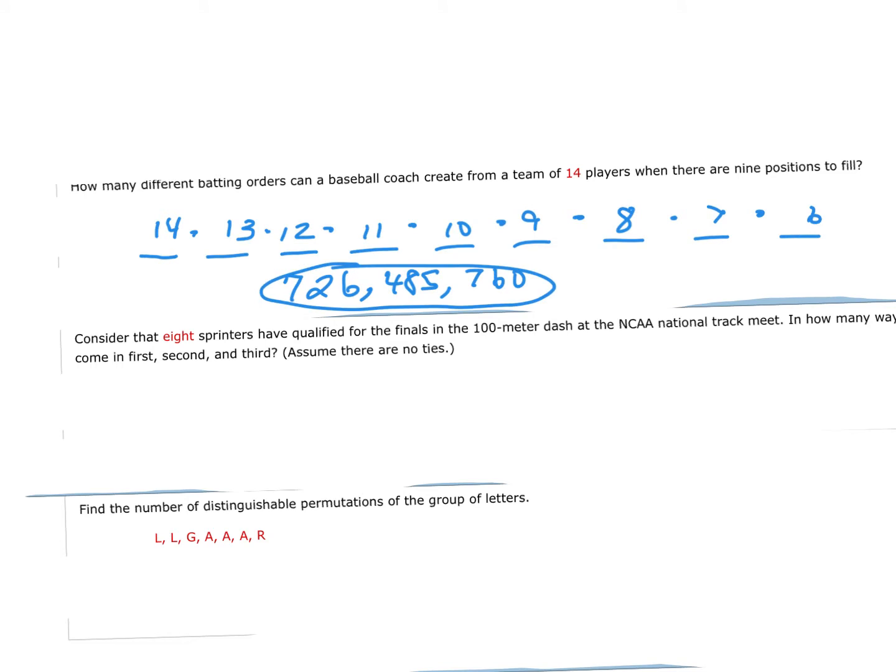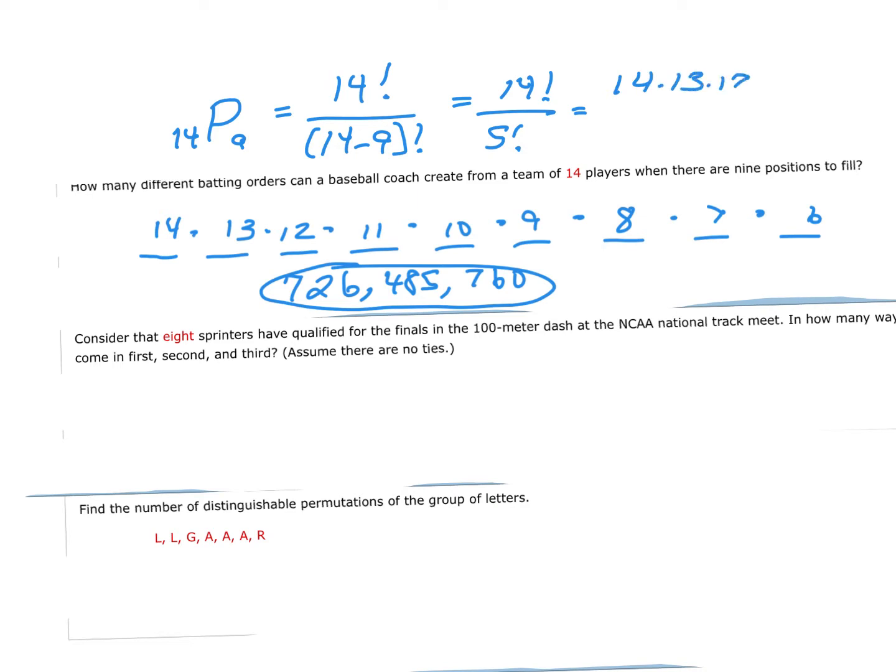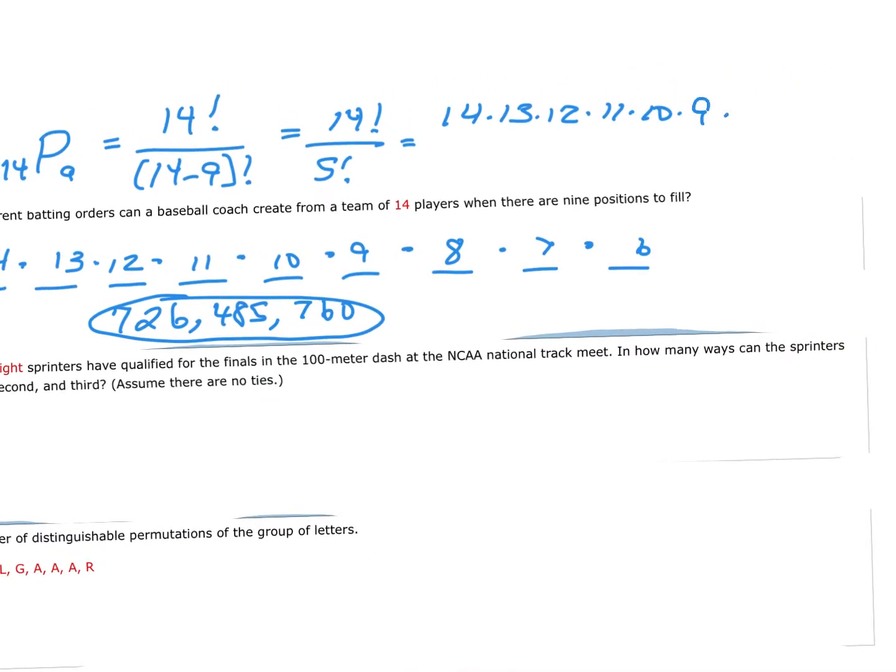Okay. There's another way that you could do this. Remember, we had two formulas, a permutation or a combination. In permutation, order matters, yes? So you could have done 14 permutate 9. The formula would look like this. I would do 14 factorial over 14 minus 9 factorial, which would give me 14 factorial over, what's 14 minus 9? 5. So 5 factorial. So when I would work this out, it'd be 14 times 13 times 12 times 11 times 10 times 9 times what? 8 times 7 times 6 times 5 factorial.